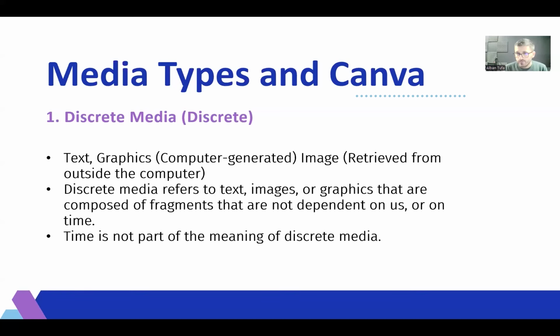Okay, let's move on. We have two types of media that we can use in the Canva tool. The first one is discrete media. Discrete media, for example, is text, or a graphic which is computer generated, or images retrieved from outside the computer or generated by it. Discrete media refers to text, images, or graphics that are composed of fragments that are not dependent on time.